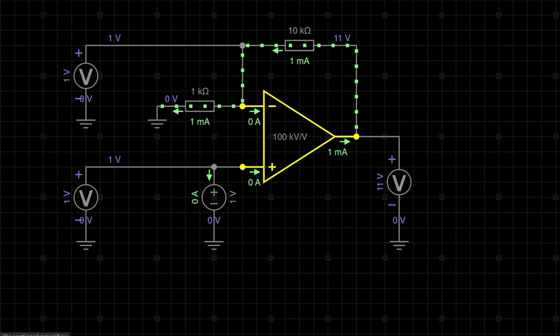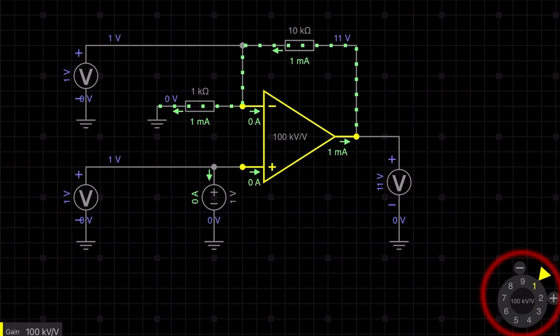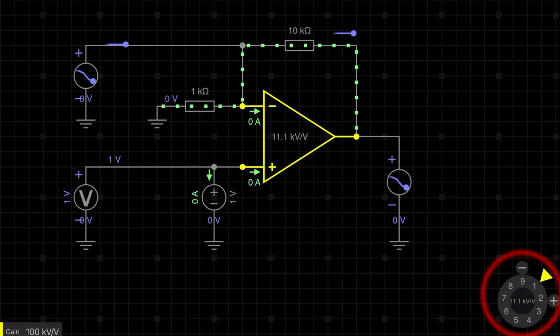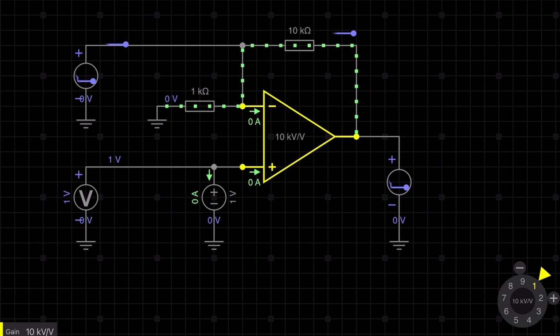So we can consider virtual short, as V minus is 1 volt, V plus is also 1 volt. That means V plus is equal to V minus. That means virtual short is working here. Okay. Now let's change the gain of the op amp. So now you can see the gain is 100 kilovolt per volt, that means 10 to the power 5. Okay. So now what we will do? We will change the gain to 10 to the power 4. Now you can see it's 10 to the power 4.